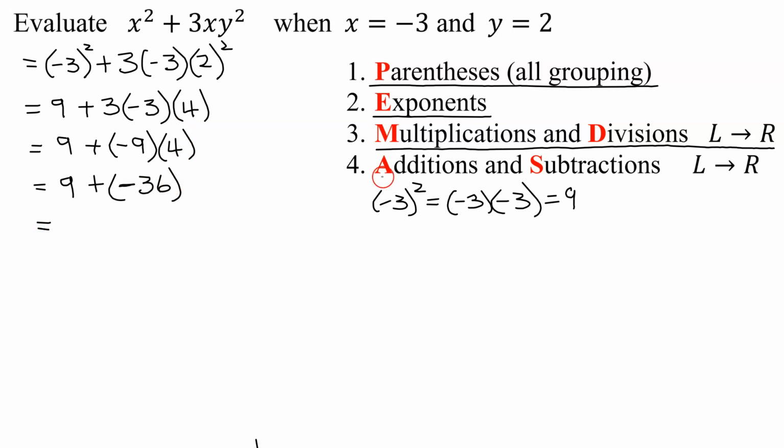And now I move on to the final thing, working on addition and subtractions, working from left to right. So I'm adding 9 to a negative 36. When you add integers with opposite signs, you take the sign of the bigger number, so it's going to be negative, and then you subtract the numbers. 36 minus 9 is 27. So this expression evaluated when x equals negative 3 and y equals 2 is negative 27.